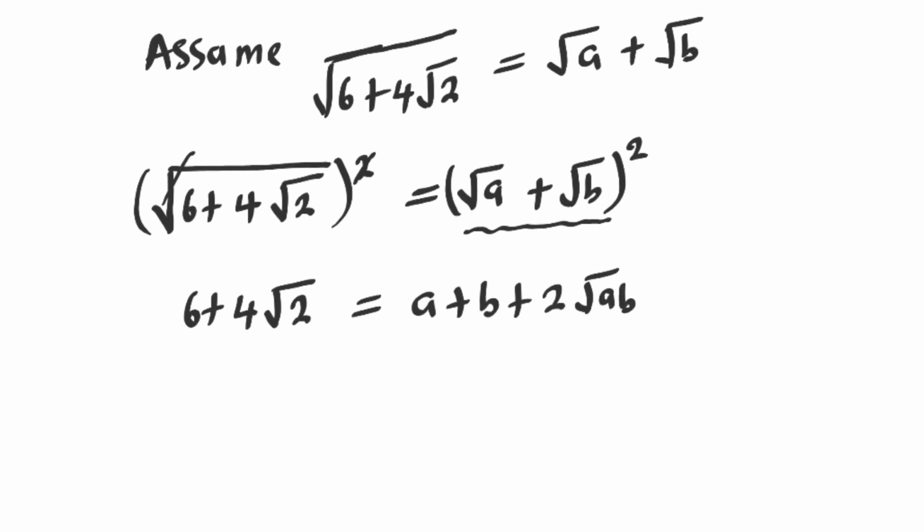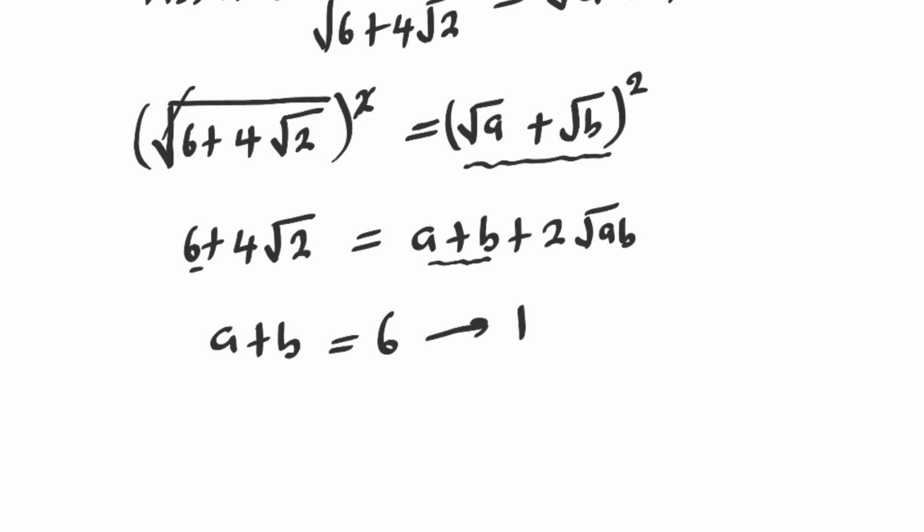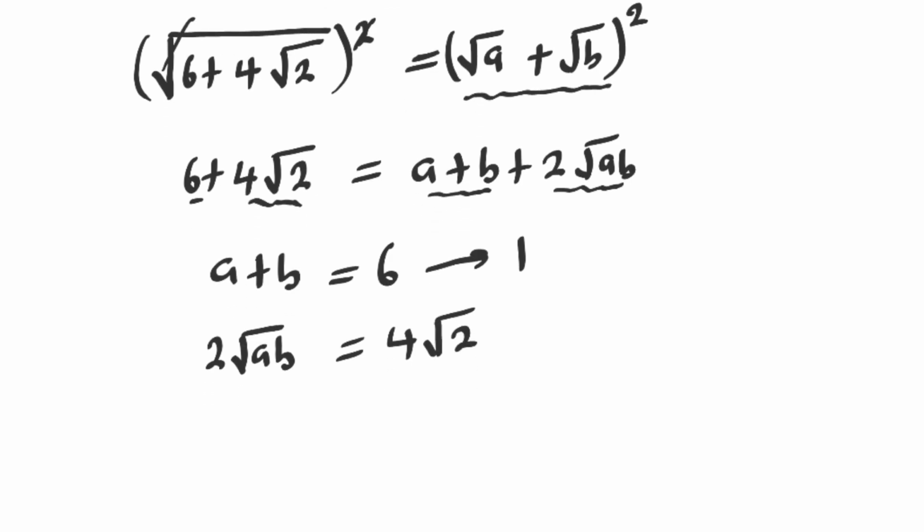Now let us compare. We have a plus b is equal to 6. Let us call this equation 1. And also 2 root ab is equal to 4 root 2. Now here, let us divide both sides of this equation by 2.